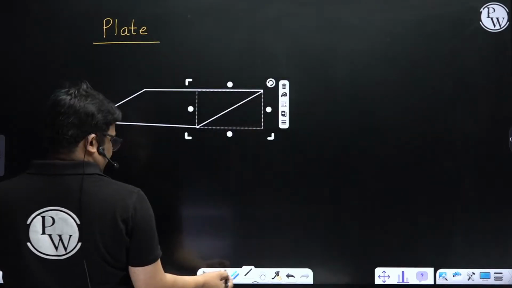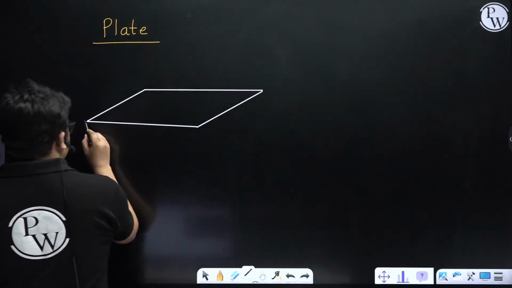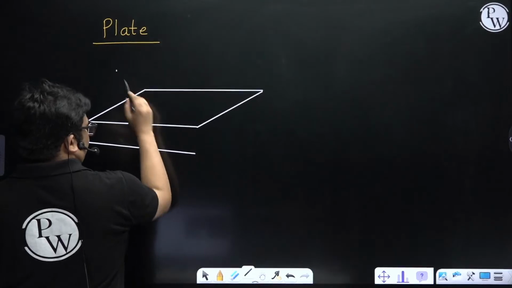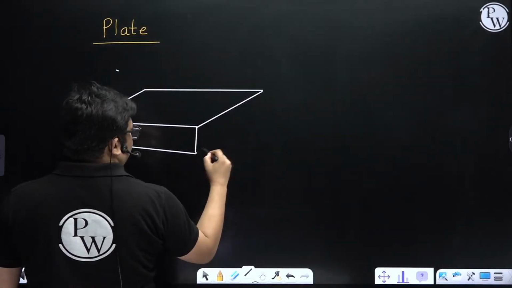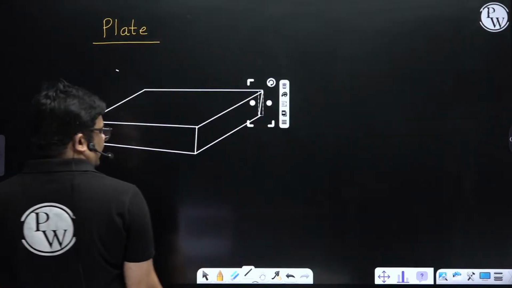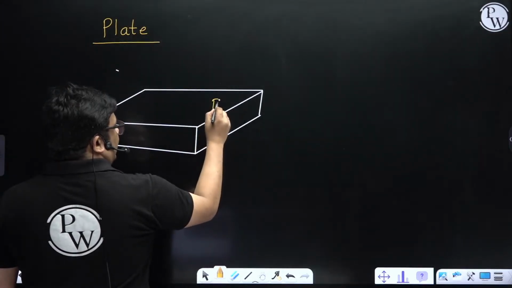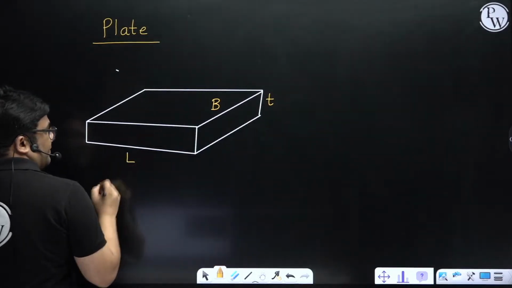This is a plate. Yes. So in a plate, what happens? You see, this is the width of the plate, this is the thickness of the plate, and this is the length of the plate, suppose.